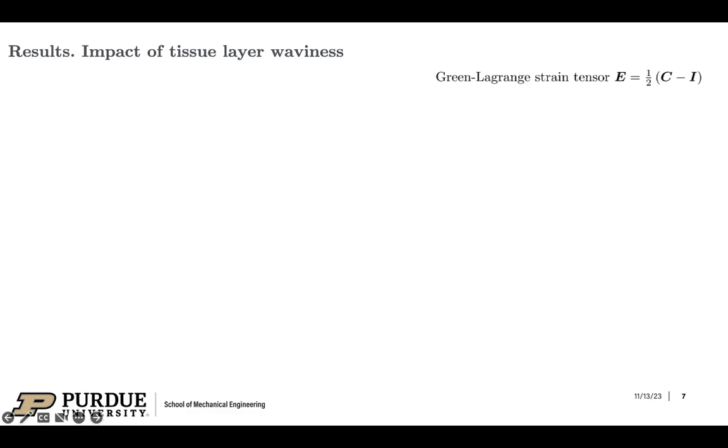We perform an uncertainty analysis to estimate the impact of the tissue layer waviness on the overall mechanical response. For this purpose, we generated 10 different wavy geometries, and we ran the simulations considering the simultaneous action of the injection and the base plate compressing the skin surface. And we take the Green-Lagrange strain tensor as our metric to compare different geometries.